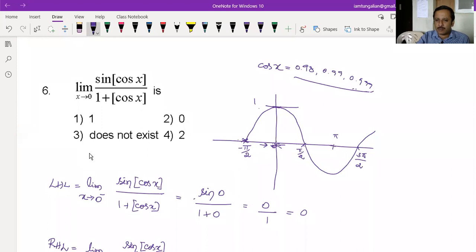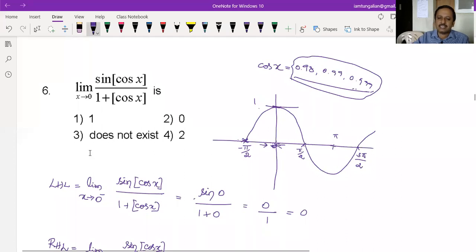x is approaching 0 from right side, which means x value may be 0.5, 0.3, 0.1, 0.01, etc. At all those points, what happens to cos x? Observe, at 0 it is 1. Soon after 0, it starts to decrease. So cos x will take these values: 0.98, 0.99, 0.999, etc.